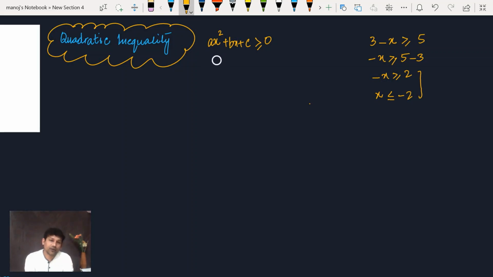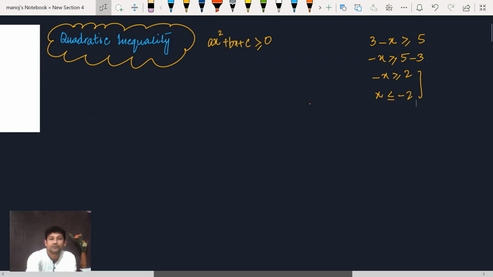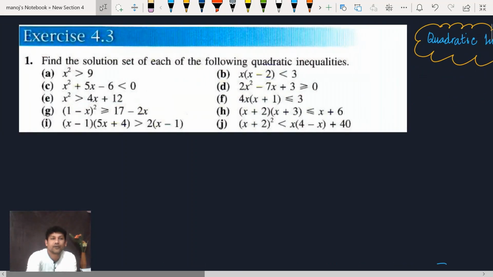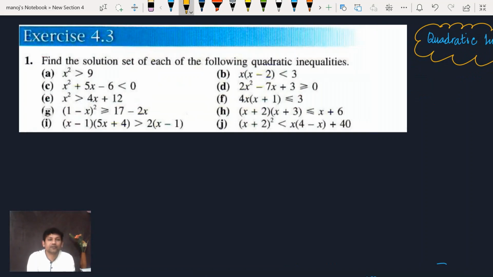In quadratic inequalities, I have made some cases with the help of diagrams, to show how we have to give the answer. So we have one example here that I chose from the book. This is the O Level Additional Maths book, 4037 Add Maths. Find the solution set of each of the following quadratic inequalities. Okay, the first part: x squared greater than 9.